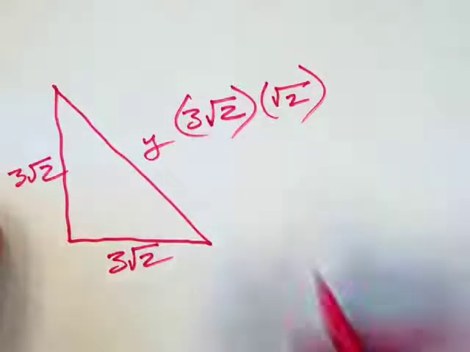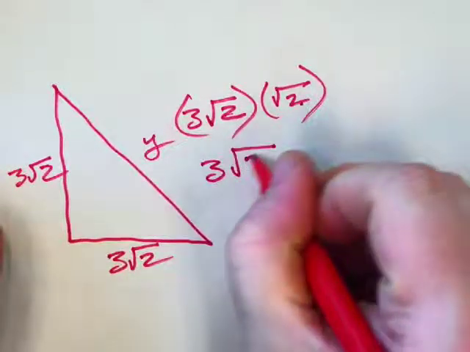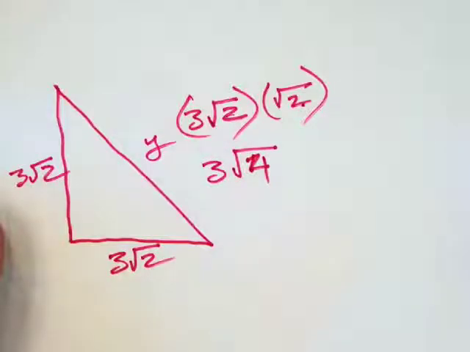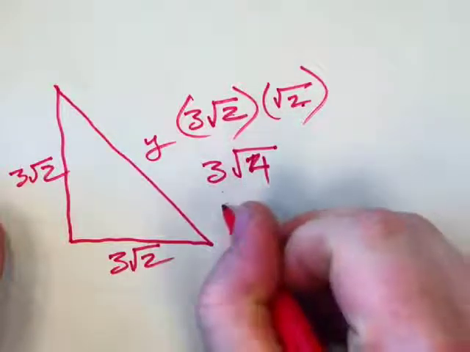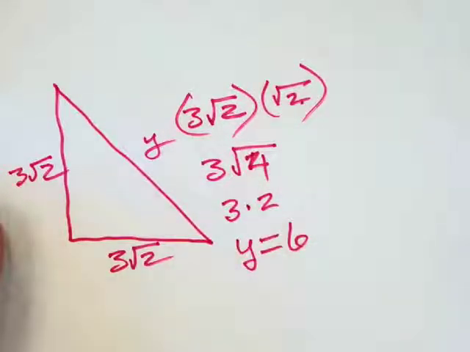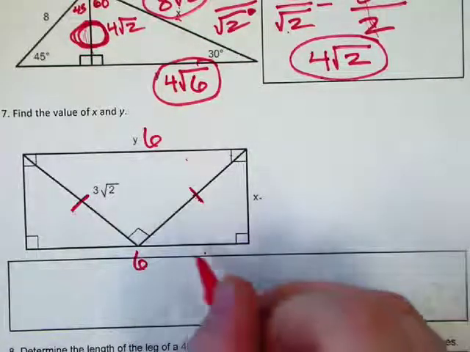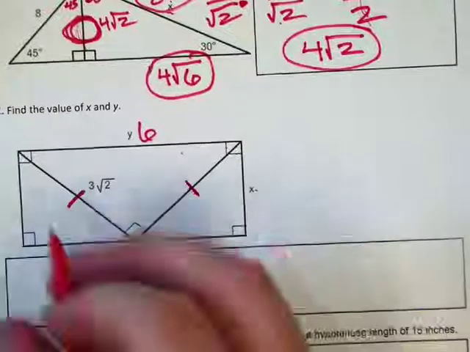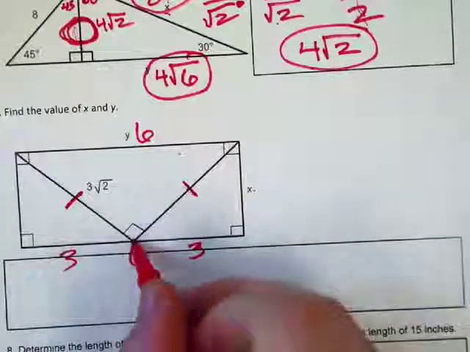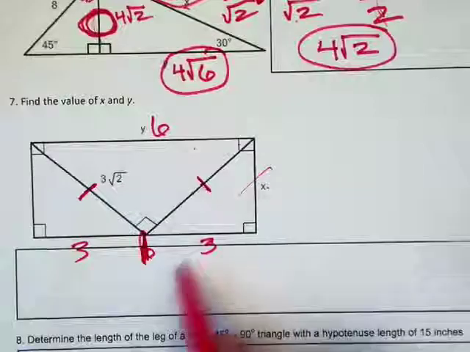Okay, well, what is the square root of 2 times the square root of 2? That'd be the square root of 4. And what is the square root of 4? That's 2. So that tells us that y is 6. Okay, and that gets us started here. We're saying, okay, this side is 6. That means this side is 6. Well, if this side is 6, then this would be 3, because it's half and half, right? So 3, 3 and 3, because we take 6 and just divide it right in half. Well, if that's 3, the two sides are exactly the same.